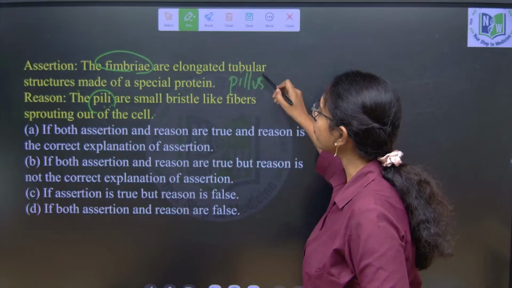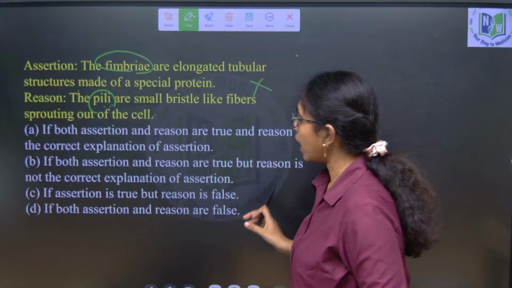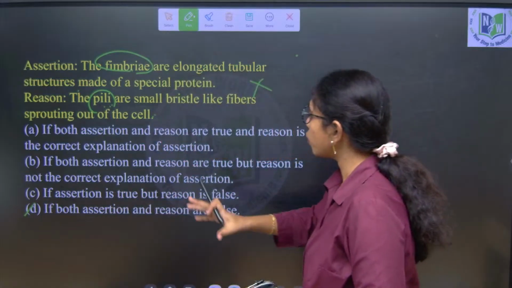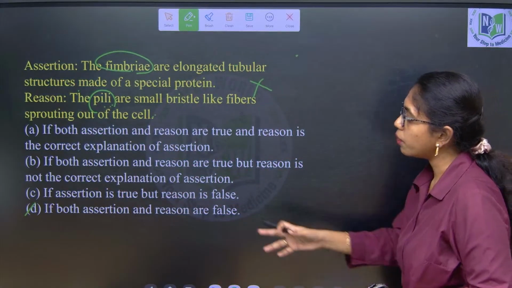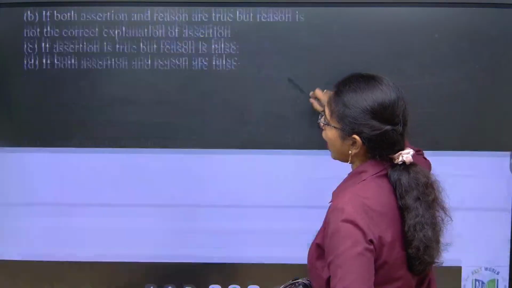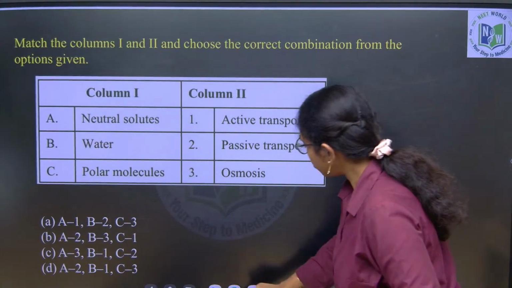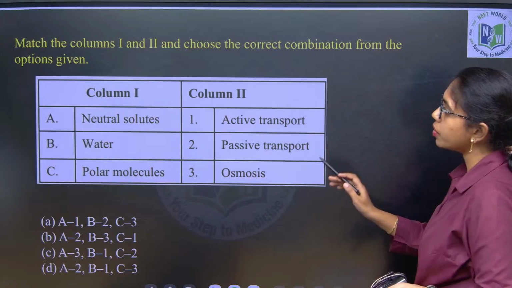the cell. So here if you have to consider both the assertion and reason, both are false beta. So here, if you have to go for the correct answer, both the assertion and reason are false over here. And next, match column 1 and column 2, choose the correct combination from the given options.